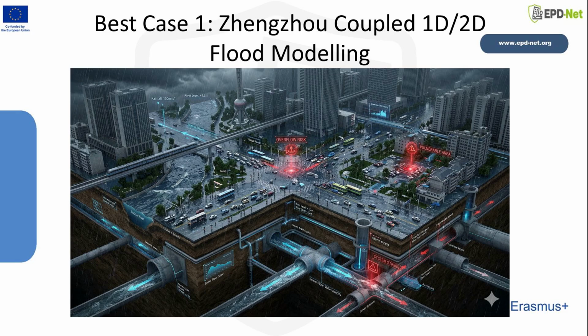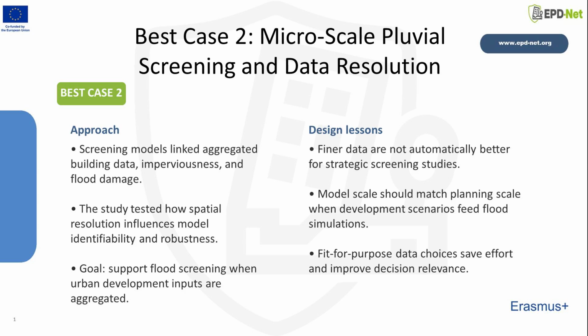Best Case 1 illustrates why coupled 1D-2D modeling can be essential in extreme events. In Zhengzhou, the approach used a platform such as InfoWorks ICM to couple sewer dynamics with surface flow. Instead of relying on a single design storm, the study combined 6 rainfall scenarios varying return periods and storm durations. Outputs assessed depth, extent, duration, and hotspot locations, helping identify which areas repeatedly fail across scenarios.